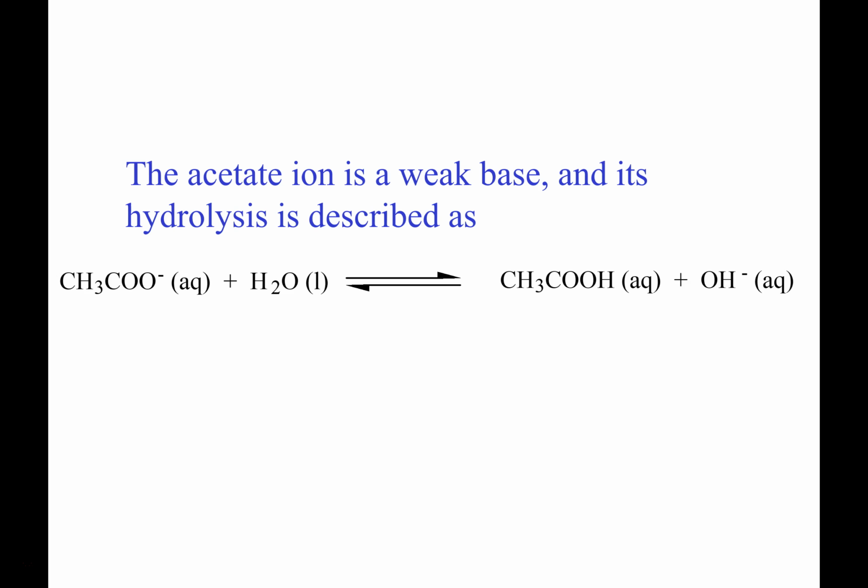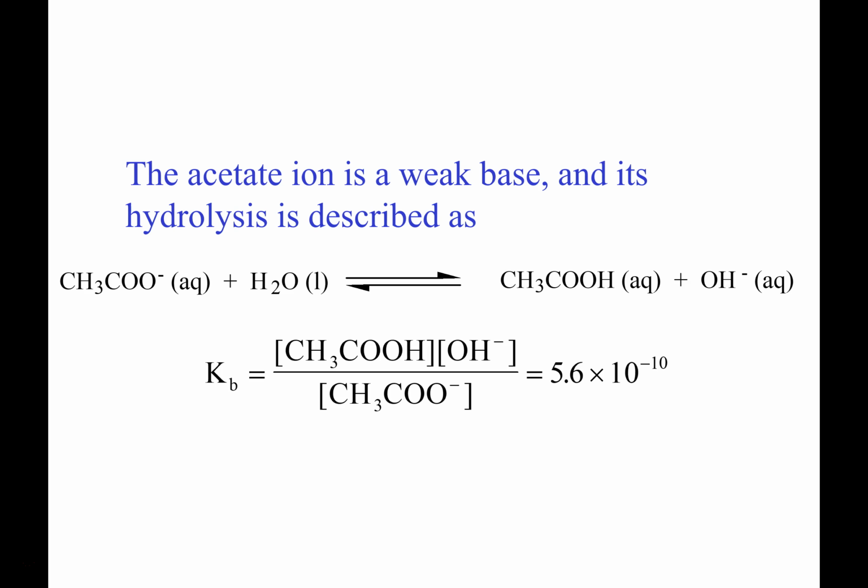So this right here is what I put on the board earlier. What is that base going to do? It is going to grab onto a proton, a hydrogen from a water molecule, and what that's going to do is leave it basic. It's going to form acetic acid, its conjugate acid. We could write the equilibrium constant expression, the Kb expression looks like this. It's the acetic acid times the molar concentration of hydroxide ion divided by the acetate ion.